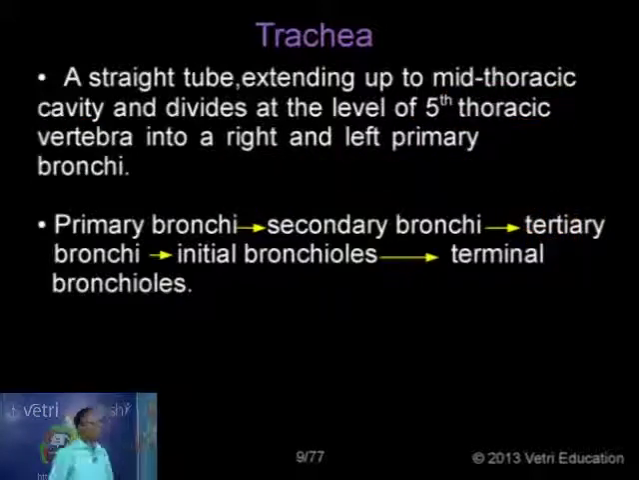Then this is the route of the respiratory passage. After the formation of the right and left primary bronchi, each bronchus divides into secondary bronchi, and each secondary bronchus divides into many tertiary bronchi, and each tertiary bronchus terminates into initial bronchioles and terminal bronchioles. Also, we have a minute bronchiole called the respiratory bronchiole, which ends in a cluster of acini, what we call alveoli. So this is the conducting pathway for the passage of air.